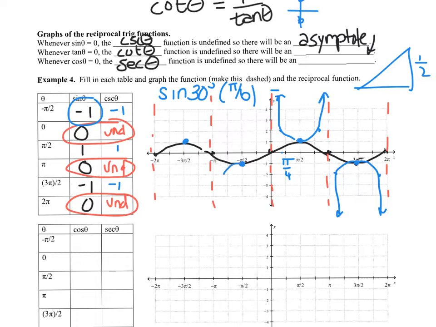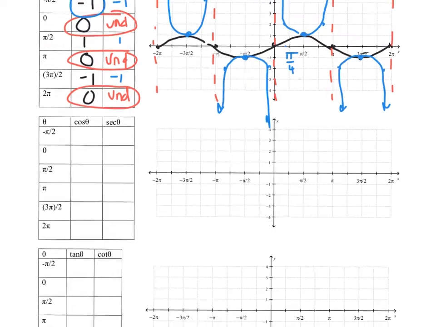And then this one. And then up here. So the cosecant function is the function in blue. Okay, now I'm going to graph the secant.